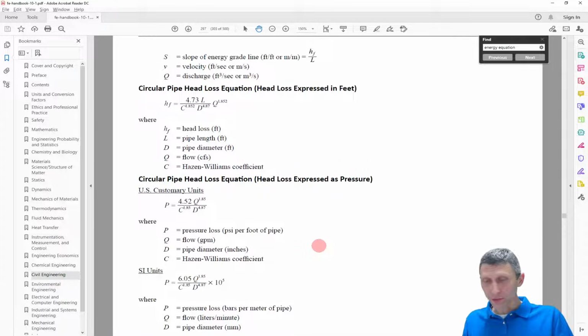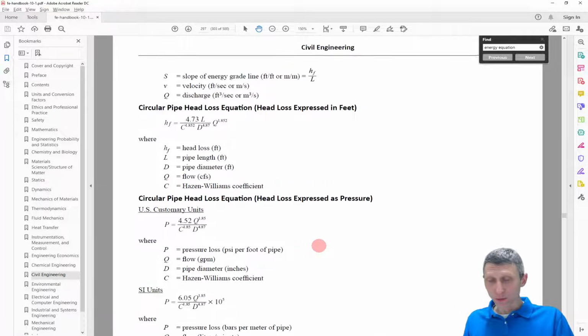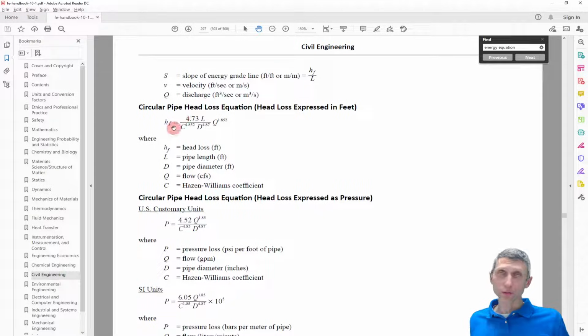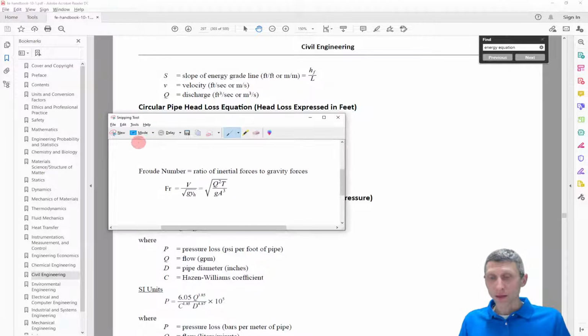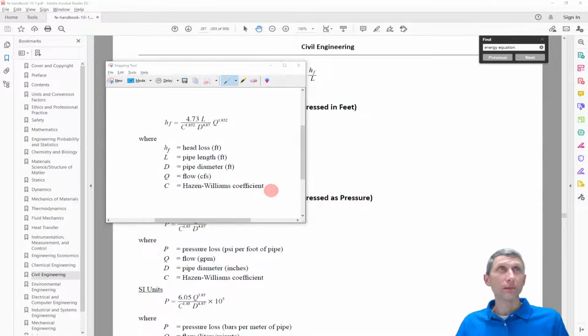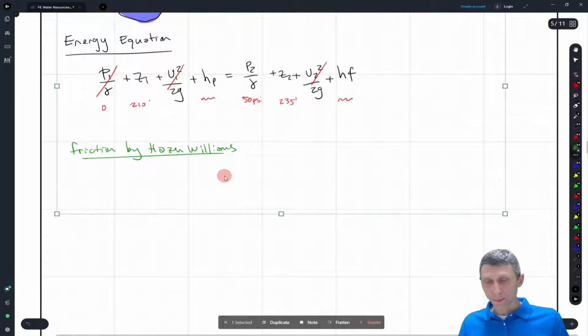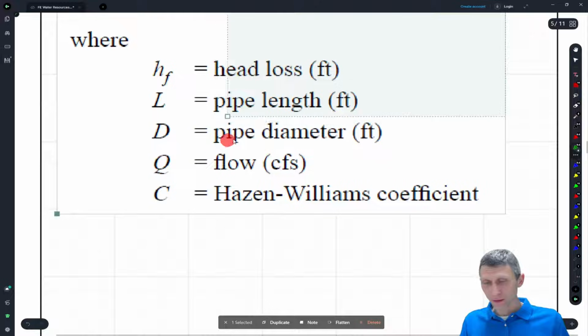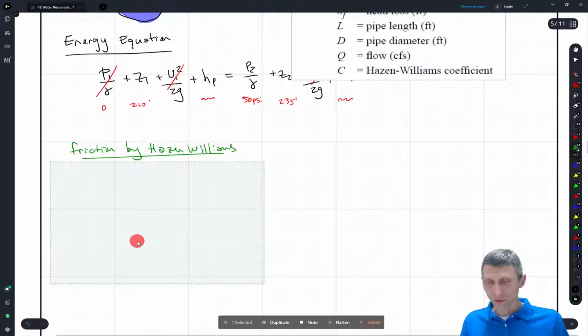So we're looking at circular pipe head loss expressed, well, we can either do feet or pressure, but what I'm going to do here is we're taking our elevations in feet, so I'm going to convert everything to feet first. You could convert everything to pressures first, but I'm going to start with feet. So I'm going to take this equation and use it. So actually, why don't we snip it? Why not? What's the worst that happens here? So let's snip this in and take a look at it as well. So I'm going to take this equation, bring it over so we can use it for our head loss. Okay, so what do we get?